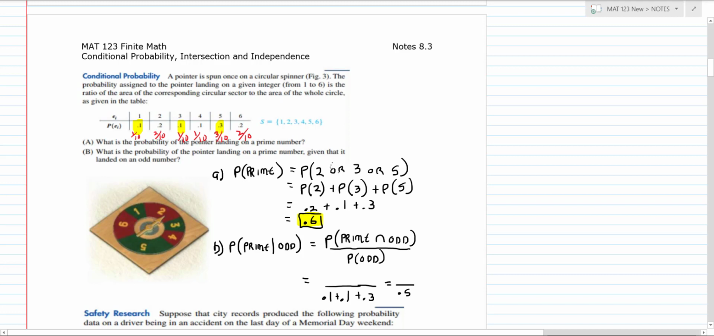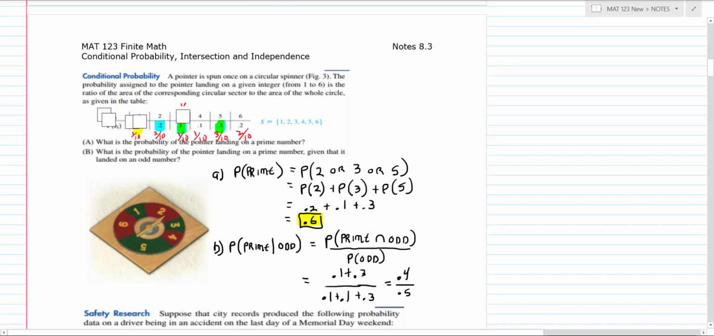Now what we're going to do is the probability that it's prime and odd at the same time. Well, let's identify the things that are prime. So the prime numbers are 2, 3, and 5. Now what we're doing is the intersection of those. Where did the colors blend and turn green? The intersection would be 0.1 and 0.3, see. So what we'd end up getting is the 0.1 plus the 0.3, so you get 0.4 over 0.5.